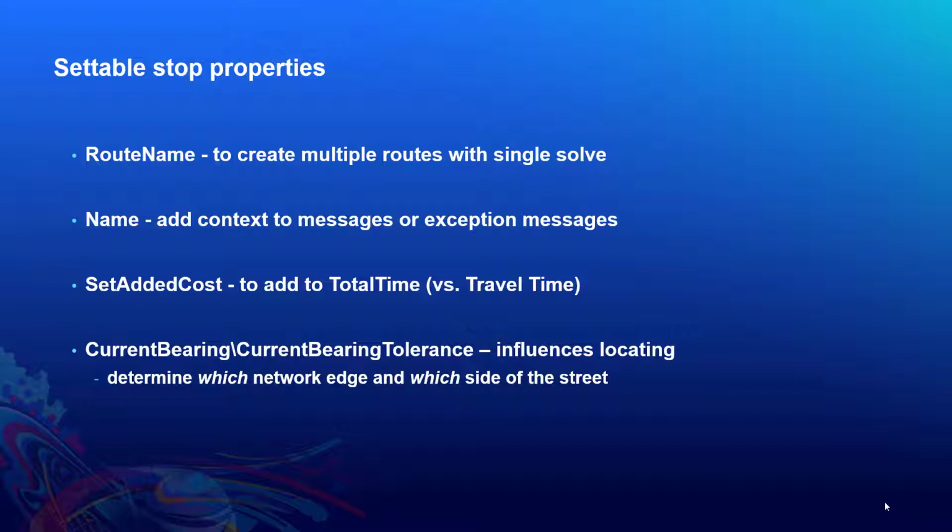You can add a cost to a stop, and that cost might represent the time to do work at a particular location. So adding this means that the route's total time will represent not just the travel time, but also time for servicing a stop. We also have something called current bearing and current bearing tolerance. Setting these can help determine which network edge and which side of a street a stop gets located on. You have to set them both for them to be used.